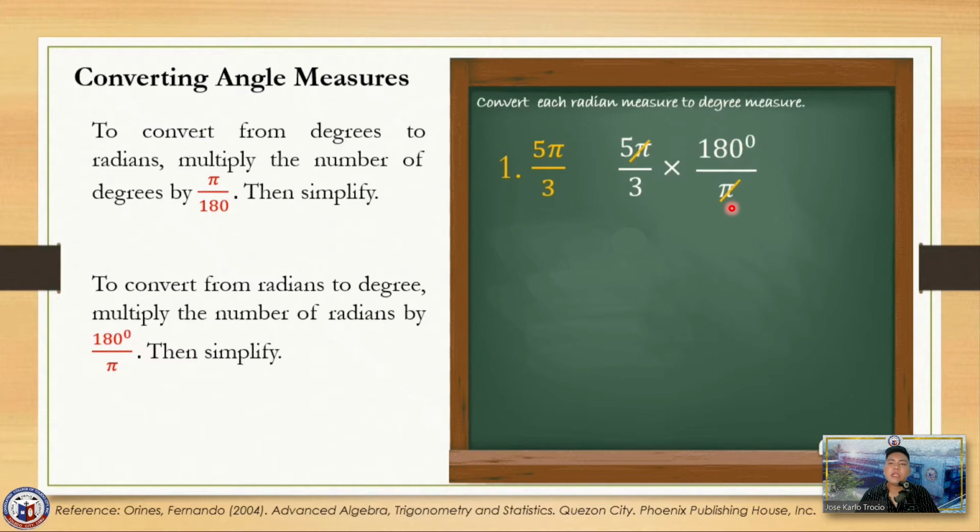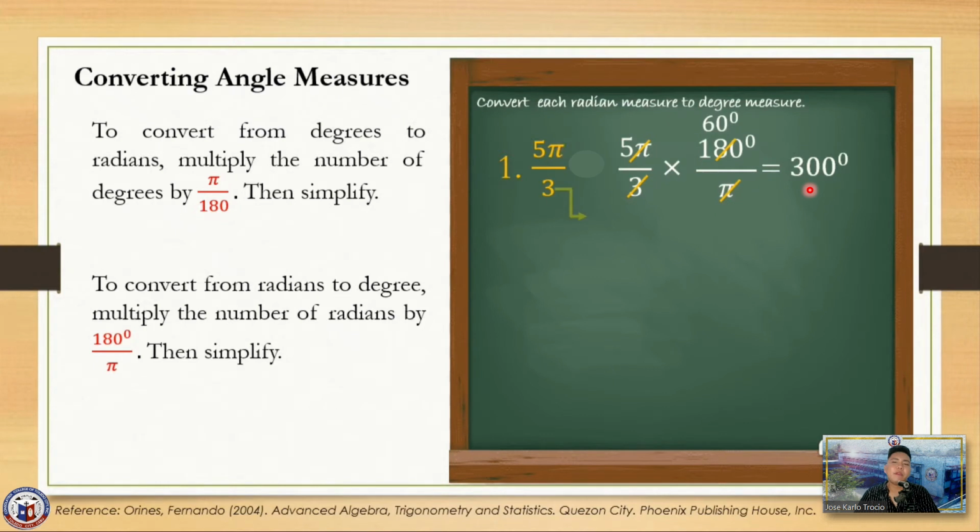So how about 180 divided by 3, or the GCF of 180 is 3. So 180 divided by 3, that is 60 degrees, leaving you with 5 times 60, that is 300 degrees. Now the radian measure is now in degree measure form, right?